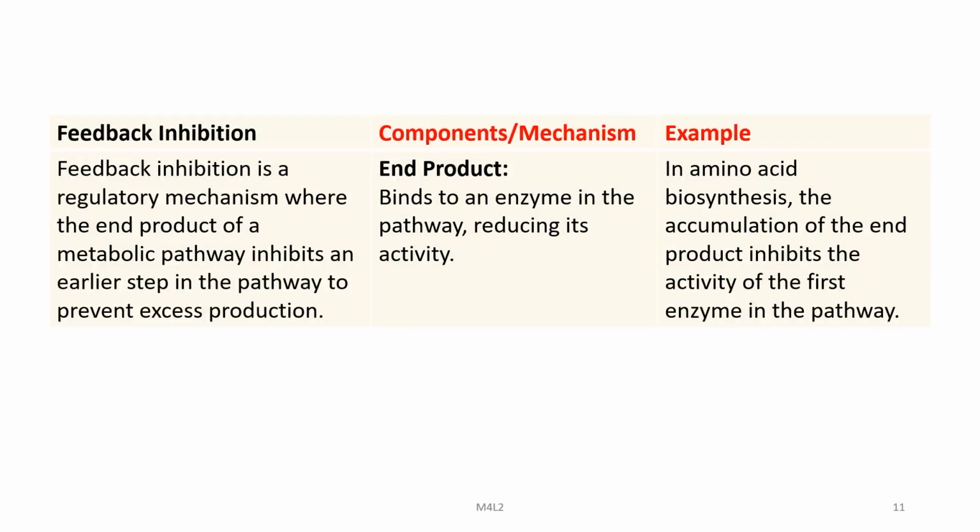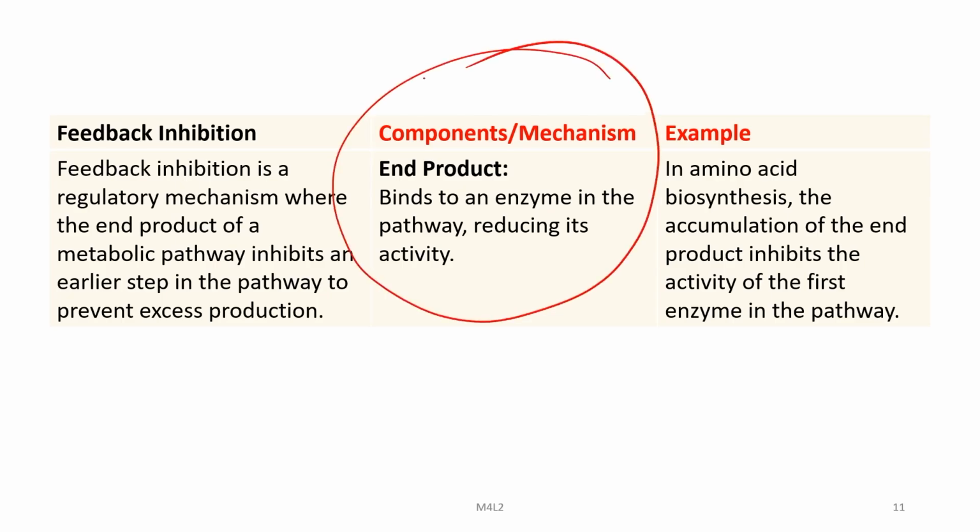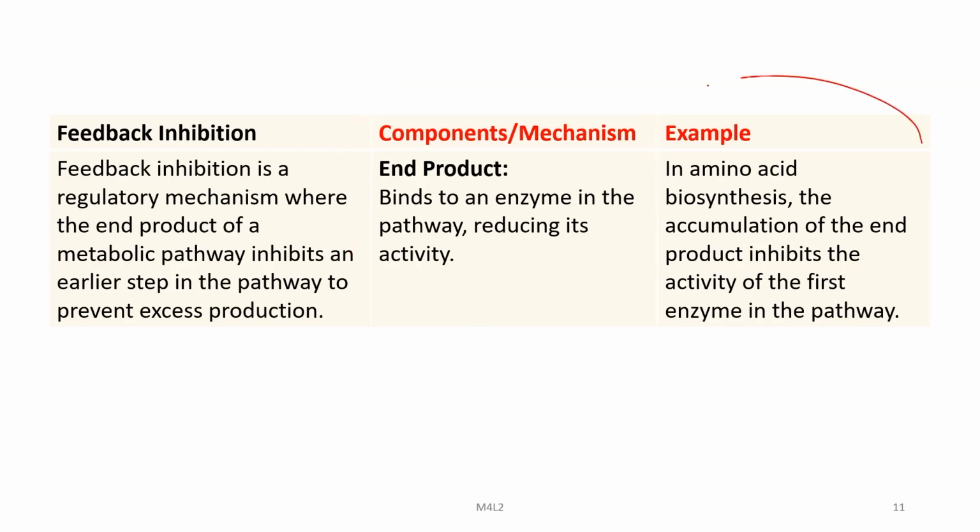Then there is a feedback inhibition mechanism, which is a regulatory mechanism where the end product of a metabolic pathway inhibits an earlier step in the pathway to prevent excess production. There are certain end products which bind to an enzyme in the pathway, reducing its activity. For example, in amino acid biosynthesis, the accumulation of the end product inhibits the activity of the first enzyme in the pathway, thereby shutting down the production process.